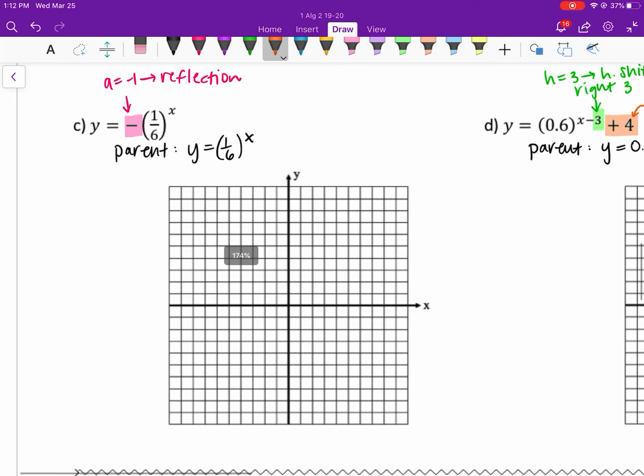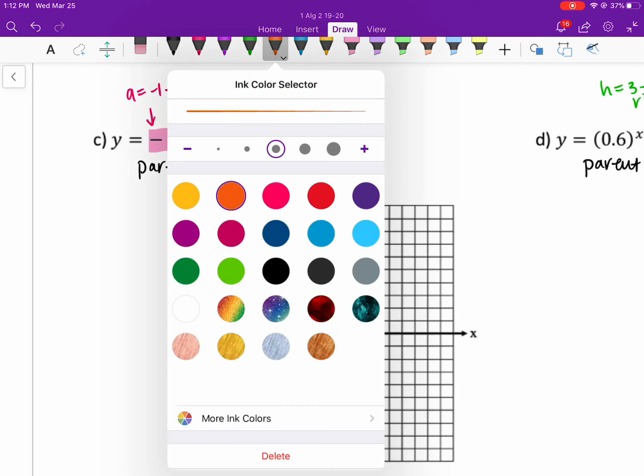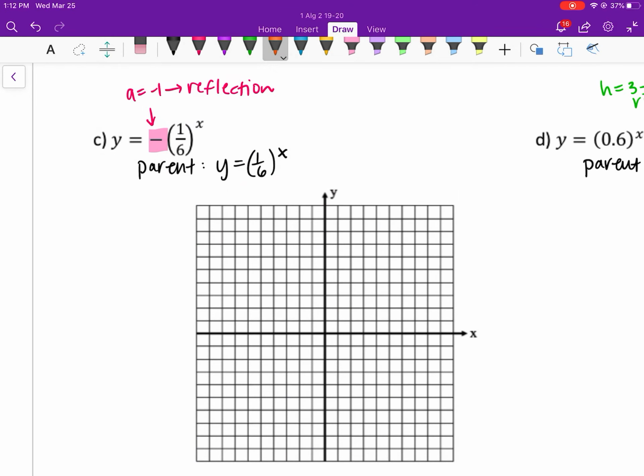And in example C, we have a parent graph of y equals 1/6 to the x. So this is when we really start to have fun with fractions, when we consider our 3 parent points. So we still have the point (0, 1), that never changes. And then we have the point (1, b). Well, our b is a fraction, it's 1/6. And then the x coordinate of negative 1 gives us 1 over b.